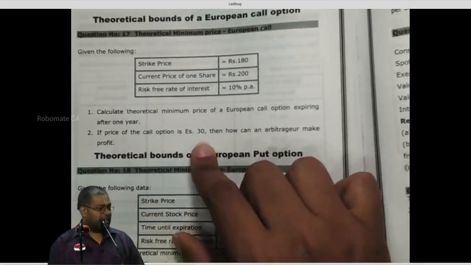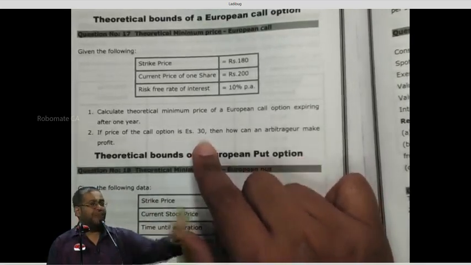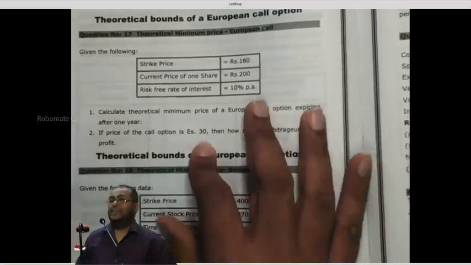Now, I have two sets of data in my hand. I should analyze to check whether I have a scope for making a profit. This is my issue.